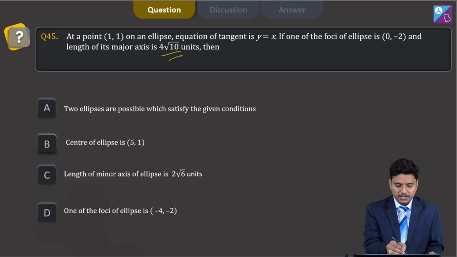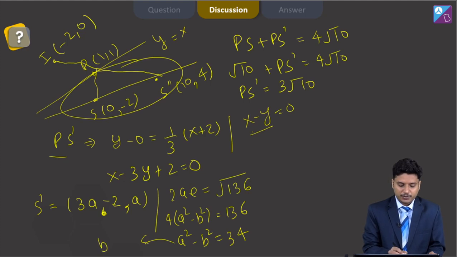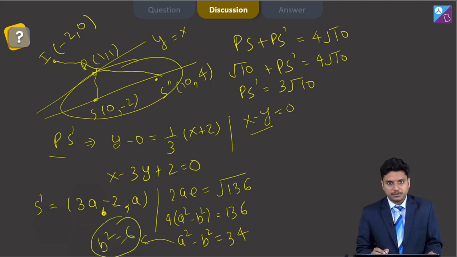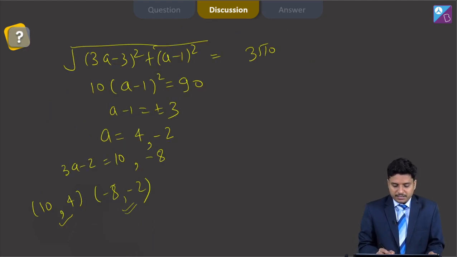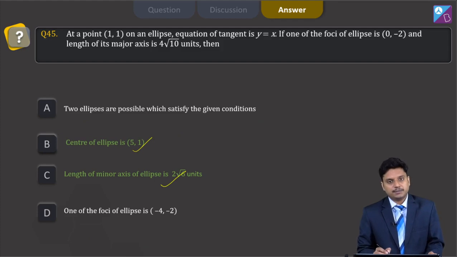And what is a? 2a is 4 root 10. So a is 2 root 10. So a square is what? A square is 40. That suggests to us that b square will be equal to 6. This b square must be equal to 6. If b is root 6, that means the length of minor axis for the ellipse is going to be 2 root 6 units. So options B and C are correct.